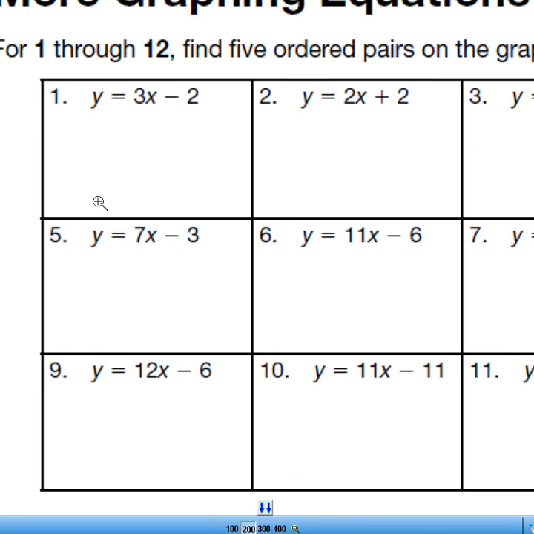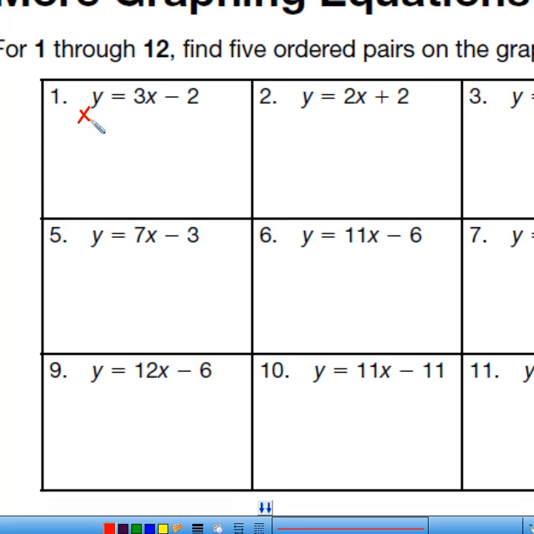Okay, we're on 18-5. For homework tonight, all you have to do is find 5 ordered pairs on the graph for each equation. So again, 5 ordered pairs. And in order to do that, I'm going to do a couple of them with you here, and then you can figure out the rest.